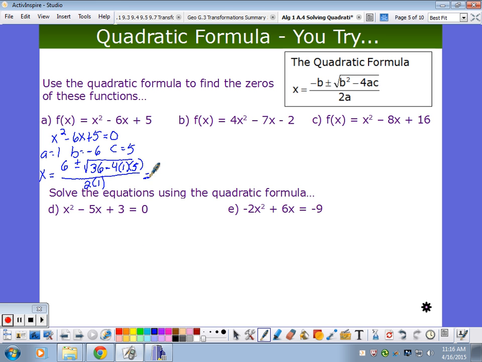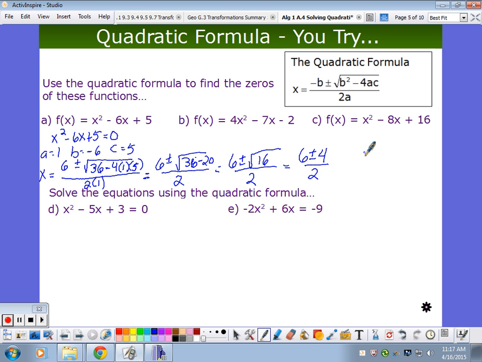So let's see if we can reduce this a little bit. 6 plus or minus square root of 36 minus 20. That's b squared, and then this is over 2. You get 6 plus or minus square root of 36 minus 20, that's 16, right? Over 2. Square root of 16 is 4. This is a perfect square. How nice. 6 plus or minus 4 over 2.